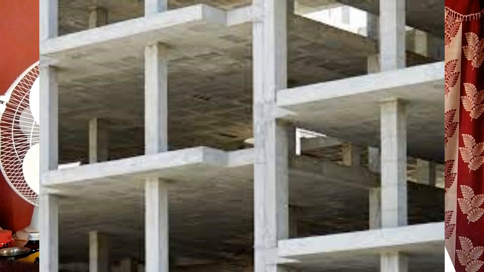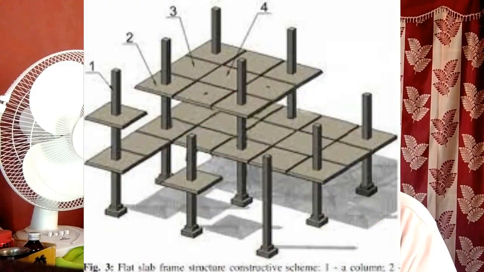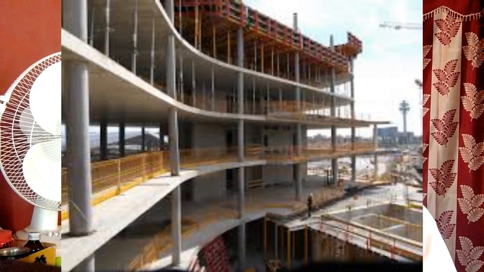Next point is, what are the three types of flat slab construction methods? Types of flat slab construction: simple flat slab with drop panels, flat slab with column heads. And next point, what is the thickness of a flat slab? Flat slabs must be at least 125 millimeters thick to comply with the requirements of IS 456:2000.